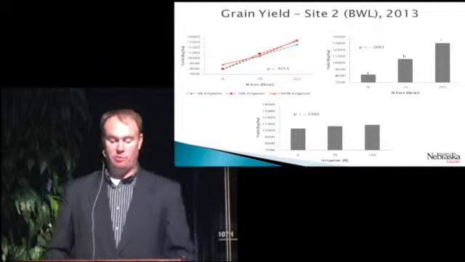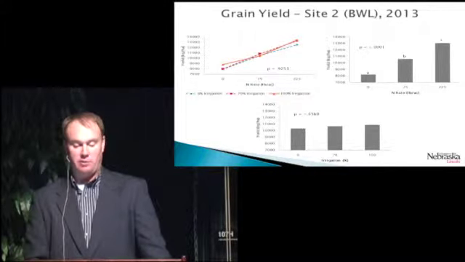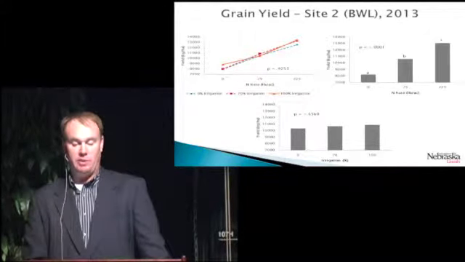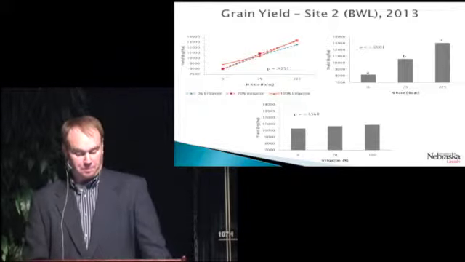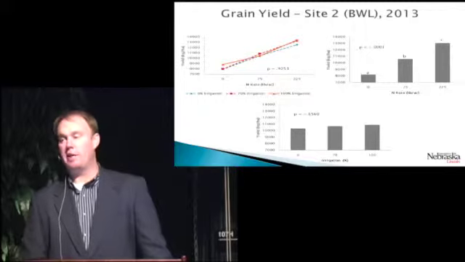Then here's the results from last year. And for the first time in 3 years, we got a nice nitrogen response. So as we increased our nitrogen, we increased our yields. On here we see the irrigation levels, and we see no differences across our irrigation levels.